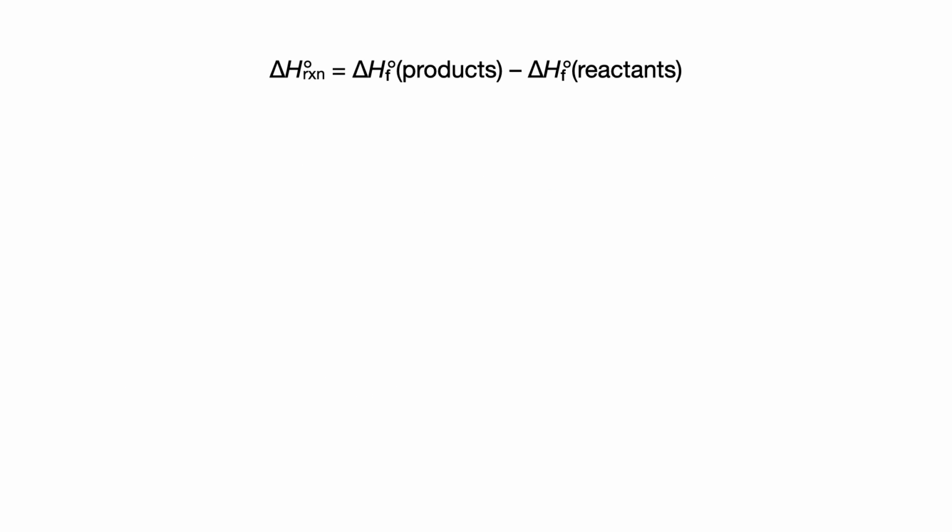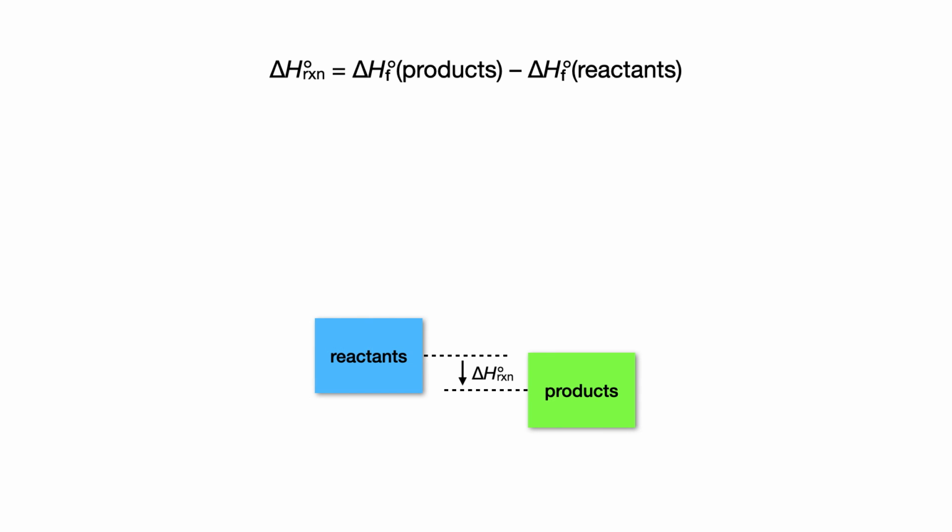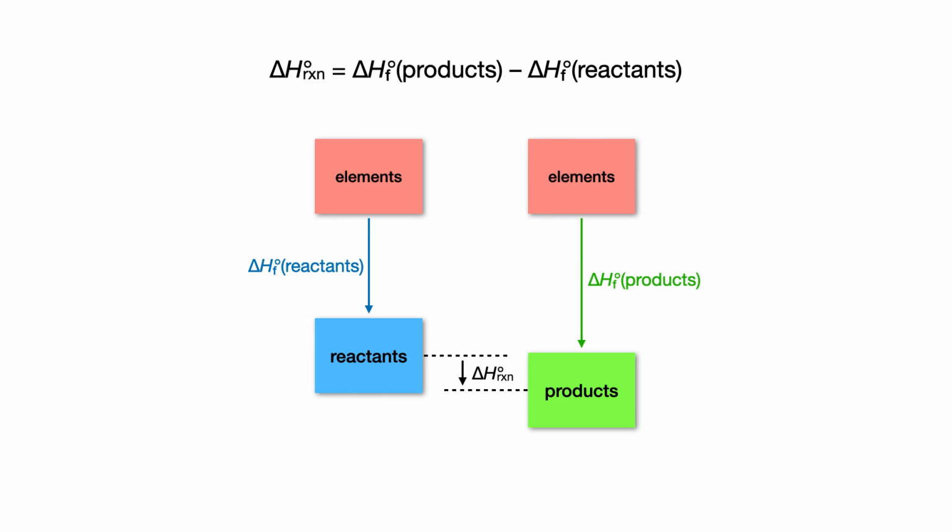Okay, now before I leave you today, I just want to say a few words about what's actually going on here when we use this formula, that the standard enthalpy of reaction is equal to the total standard enthalpy of formation of the products minus the total standard enthalpy of formation for the reactants. What we're really saying here is we want to find the standard enthalpy change for a reaction between some set of reactants and some set of products. The enthalpy change of formation corresponds to the process where we're forming the reactants and products from their elements.